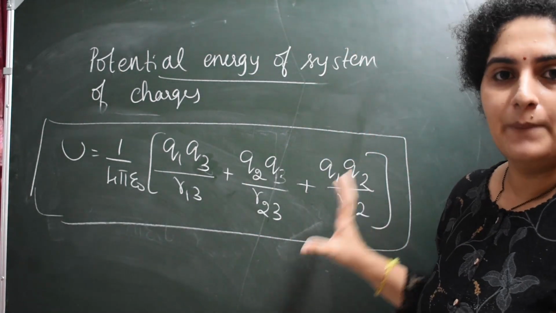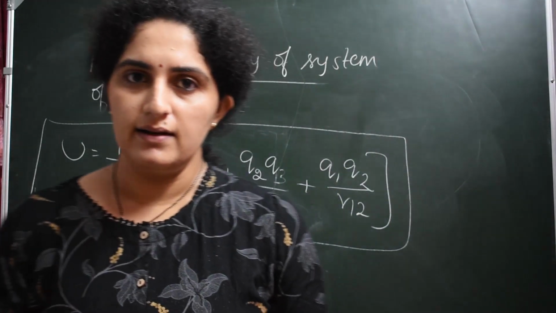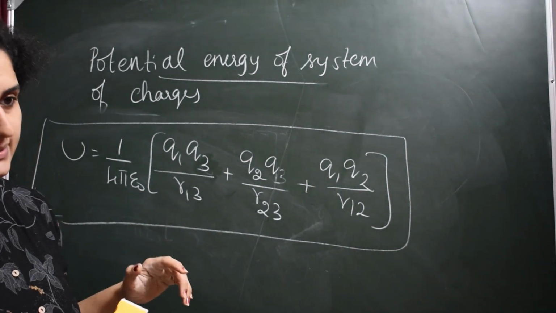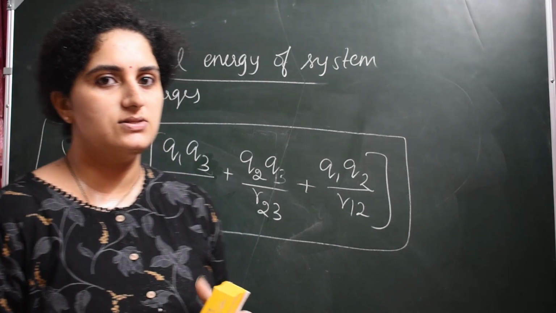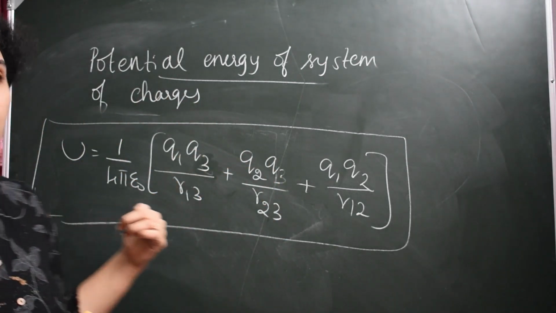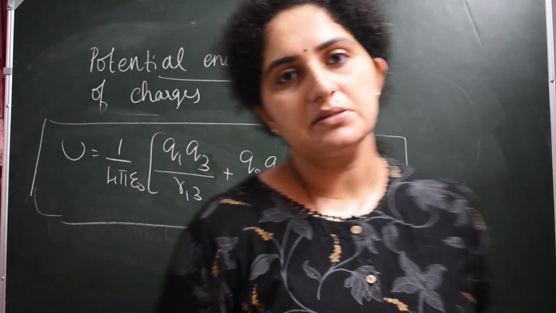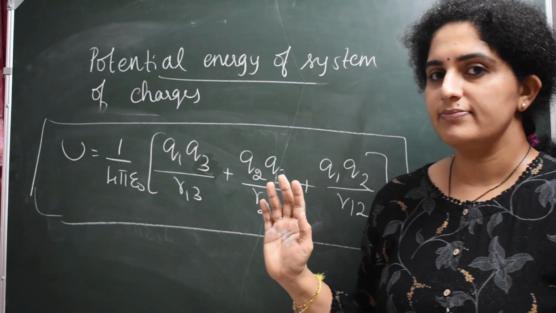Next is potential energy. For this you have to consider the total potential and then calculate the work done when you bring one more charge into that potential. That means that charge into the total potential will give you the potential energy of that system of charges you are considering. Okay.